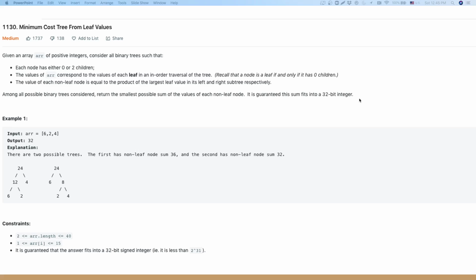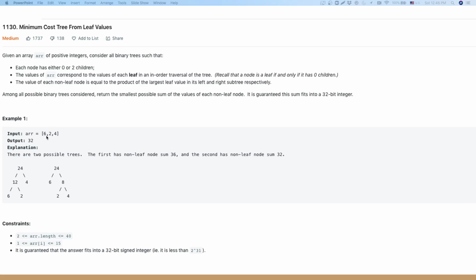Okay, this is for Java and C++ developers, so they don't want to overflow the integers. We are given this array, and this array represents the leaves of an in-order traversal tree. So that means it's going from left to right. So these leaves are going from left to right. So you are building up a tree by using the leaf nodes.